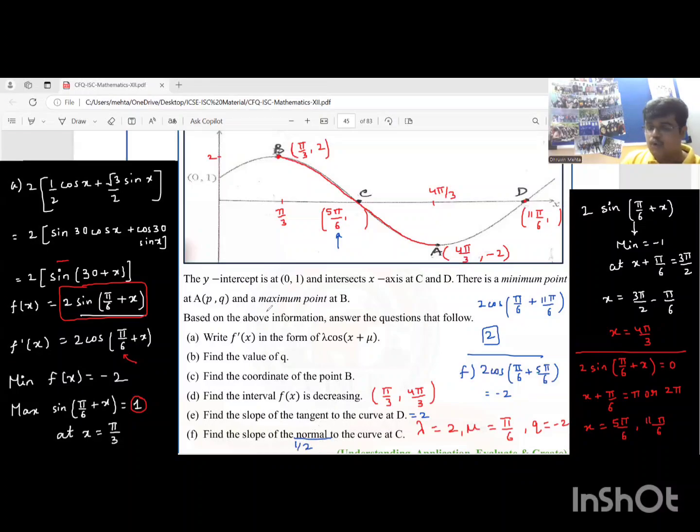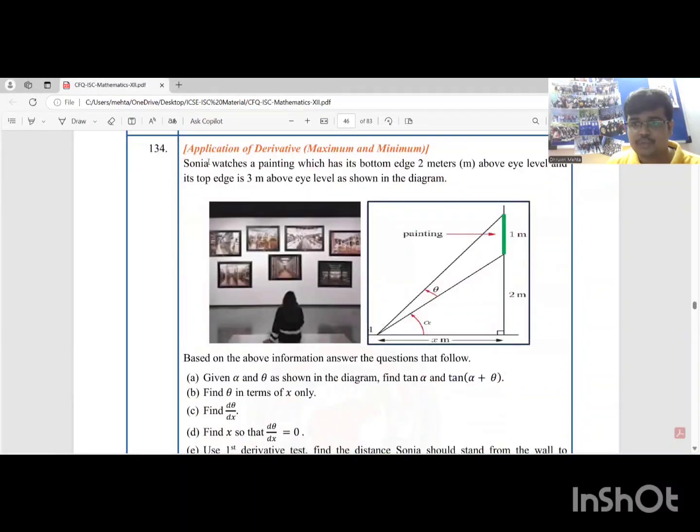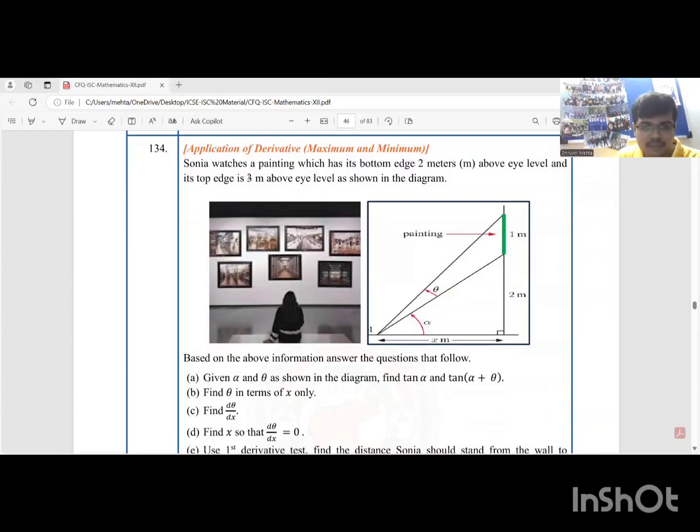I hope you have understood this, students. It had a lot of subparts. I hope all of them are clear. You can write this on paper systematically. You'll get this sum very easily. That leaves us with the last question, students, from application of derivatives, question 134. In question 134, we have this situation.